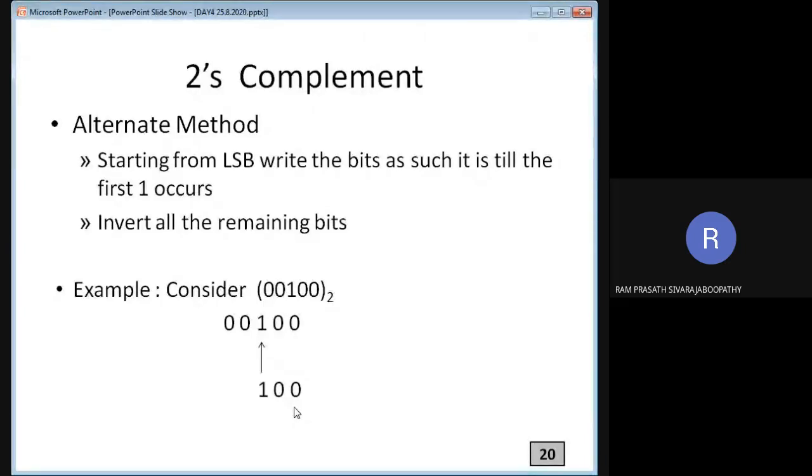Write the number such that it is from the rightmost, from the LSB, till the first one occurs. First one வர வரைக்கும் அதே மாதிரி எழுதிடணும். After that என்ன பண்ணணும்? After that we are just complementing the remaining bits. Remaining என்ன இருக்கு? 0 0 இருக்கு. அதை complement பண்ணா 1 1. So 1 1 1 0 0. It is same as that of performing one's complement and adding 1 with it. இதுவும் அதுவும் same தான். No confusion with that.